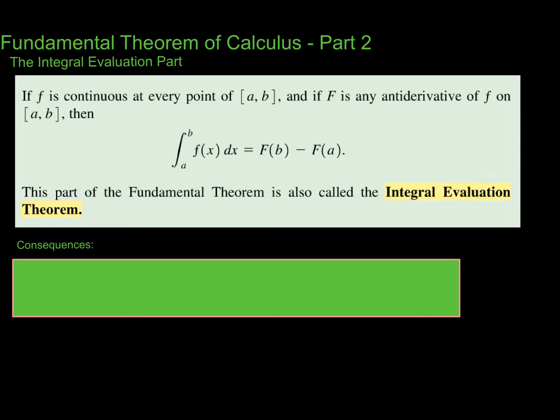Sure enough, our hypothesis was the same one that Newton and Leibniz had, and this led them to the discovery of the second part of the fundamental theorem of calculus, also known as the integral evaluation part. And here's what it states. If lowercase f is continuous at every point on the closed interval from a to b, and if capital F is any antiderivative of lowercase f on that closed interval, then the definite integral from a to b of lowercase f of x dx is equal to capital F evaluated at b minus capital F at a.